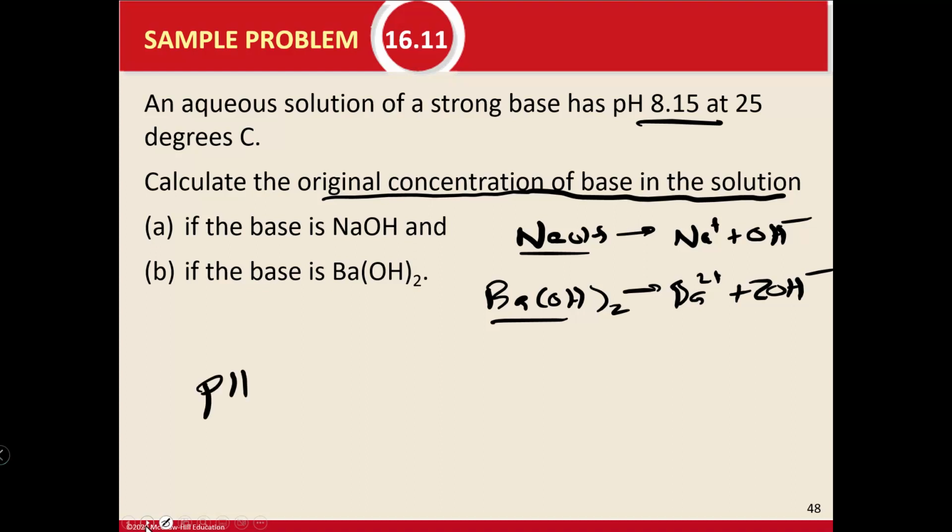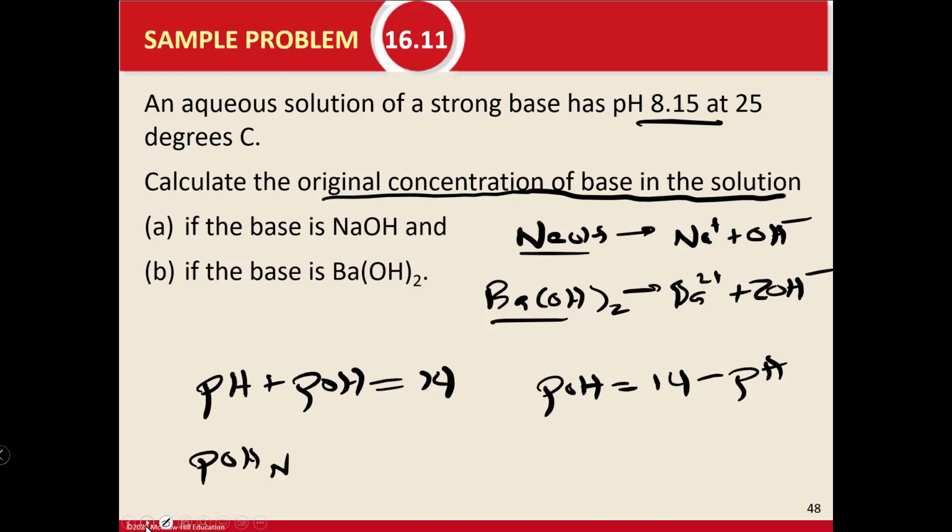You know that pH plus pOH has to equal 14. So if I want to know the pOH, I say pOH equals 14 minus the pH. So the pOH of the hydroxide ion in sodium hydroxide is 14 minus 8.15, which is 5.85. Let's just check it to make sure. 8.15, yeah, 5.85. So 5.85 is the pOH for sodium hydroxide.